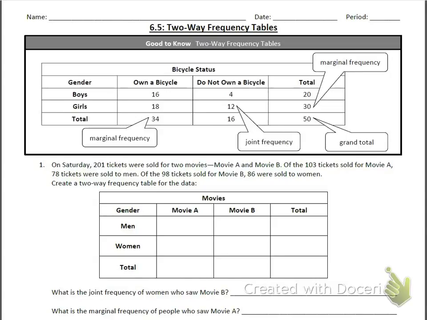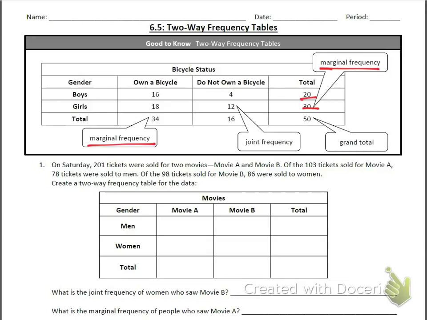Okay? And we could do the same thing for girls. 18 girls own a bicycle and 12 do not. So how many girls were surveyed? 30. How many total kids were surveyed? 50. So anything in the totals column is called marginal frequency. There are other totals we could look at going downwards. If 16 boys own a bike and 18 girls own a bike, how many kids own a bike? 34. That is also marginal frequency.